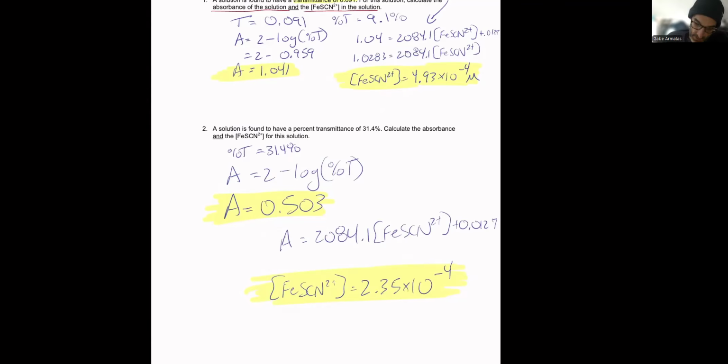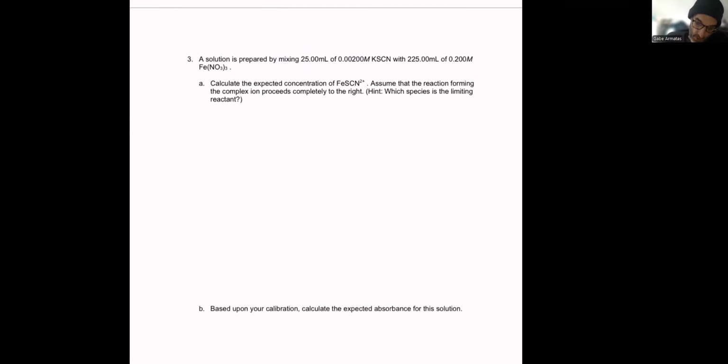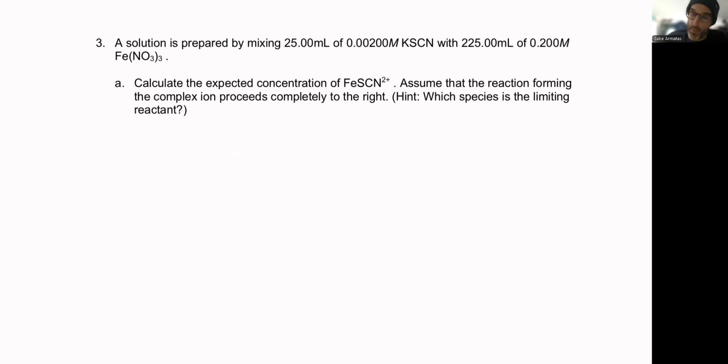All right, maybe I don't have to do the next one on the fly because hopefully I got this one right. A solution is prepared by mixing 25 mL of 0.002 molar KSCN and 225 mL of 0.2 molar iron. Calculate the expected concentration of FeSCN2+, assuming the reaction forming the complex ion goes completely to the right. So we can assume that there is no equilibrium here. We just get all products.